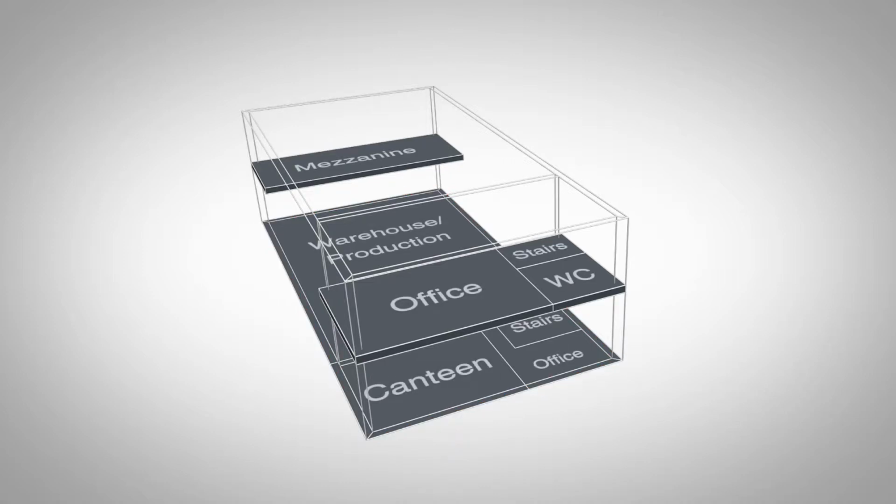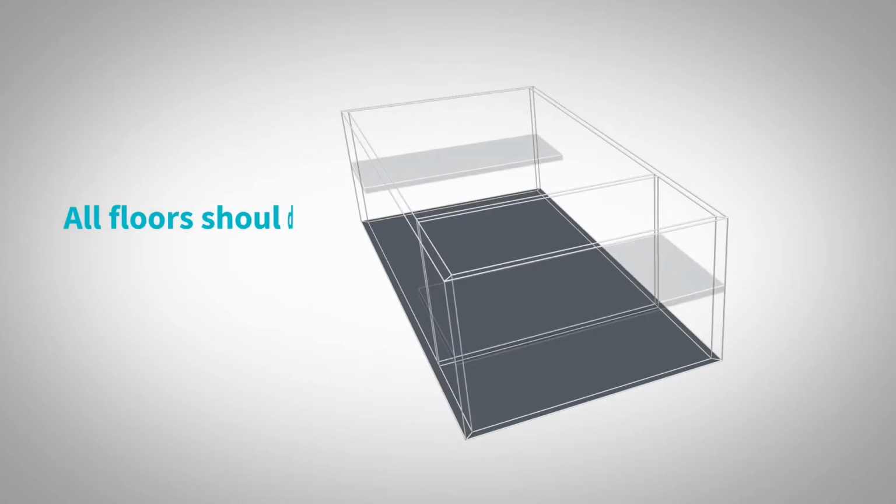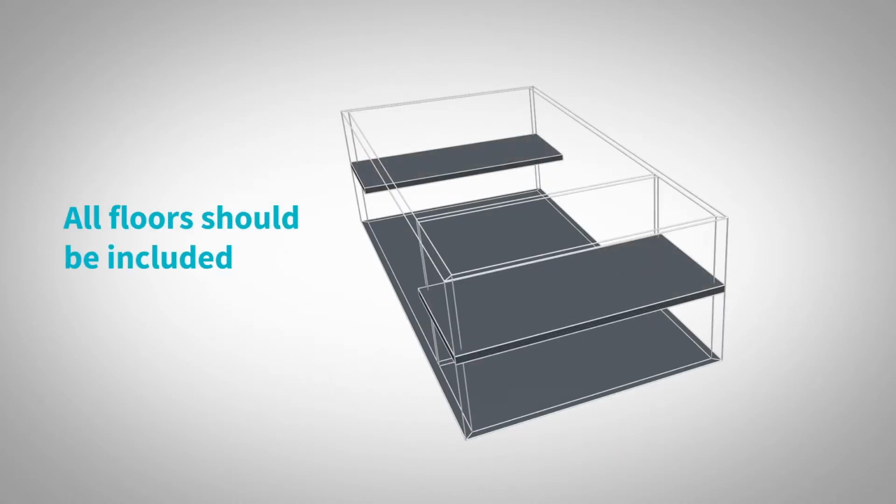It includes all component areas within the building, such as offices, canteen, stores, mezzanines, and toilets. All floors should be included for the purpose of measuring on a gross external area basis.